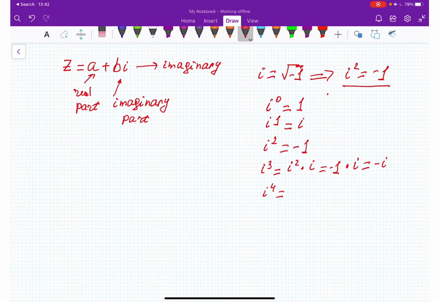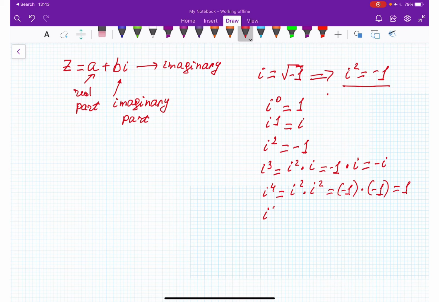Okay? Next, i to the 4. It is equal to, I can break it down as i squared times i squared. Since we know that i squared is -1, i squared times i squared. So i squared is -1. Another i squared is -1. So we are going to get +1.